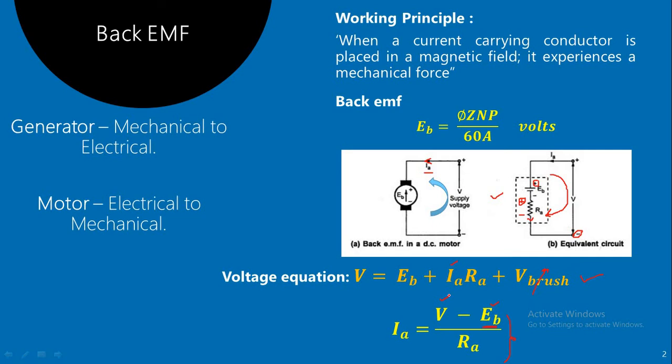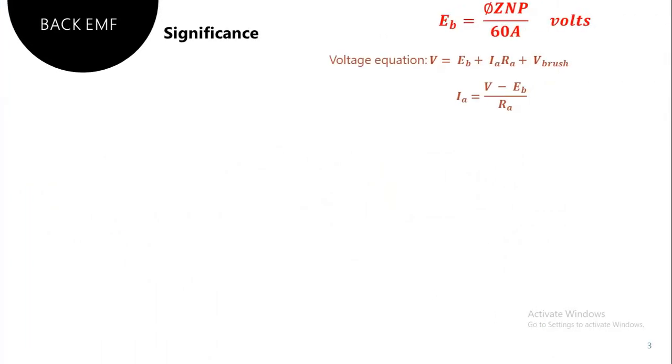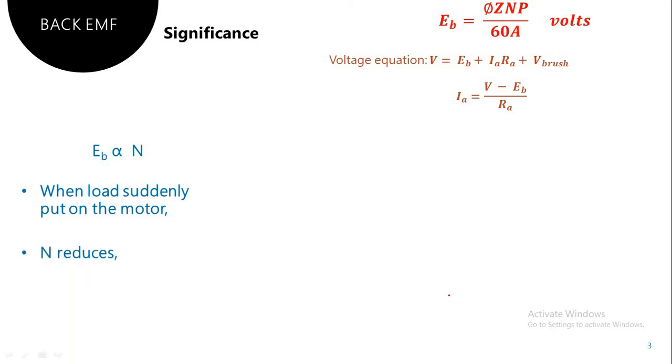Now let us discuss the significance of back EMF. Before that, I can take an example of a bike. Here there will be two cases: the first case is when the load increases, and the second is when the load decreases. When a load is suddenly put on the motor, the speed is going to reduce.